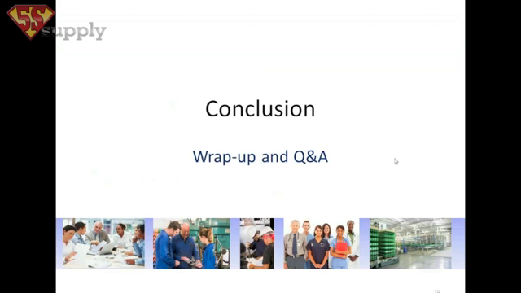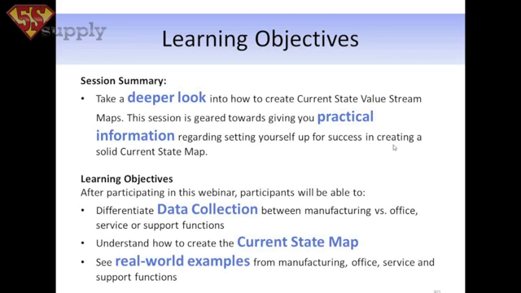All right. So what we'll do is we'll go ahead and get it open for questions here. Once again, we took a deeper look at the current state. I tried to give you some practical information about how to go get the data and how to draw it, and the different information you collect for data in manufacturing versus service industries. How to create the map itself, and then I tried to show you some real-world examples.